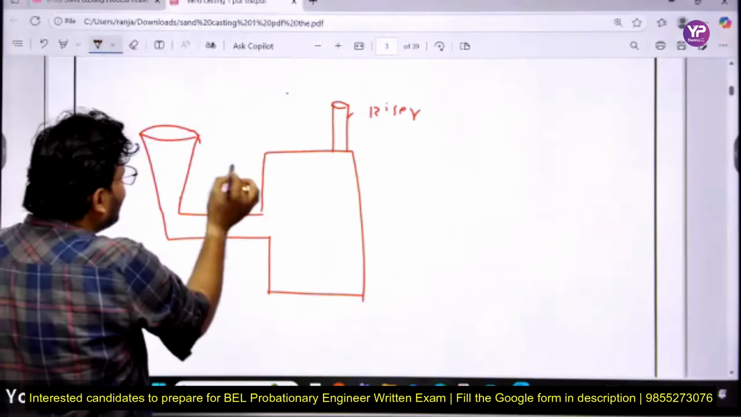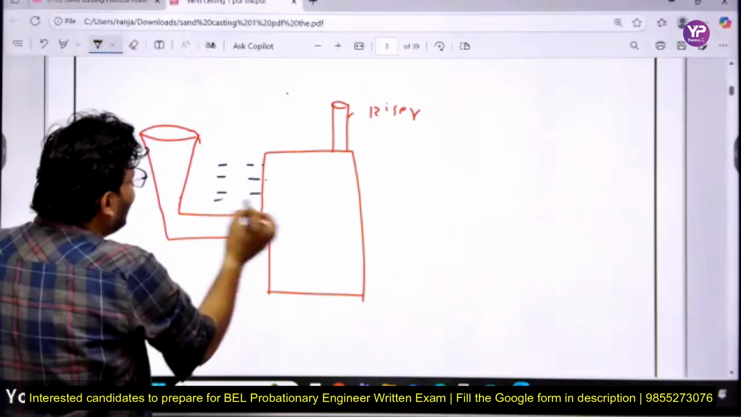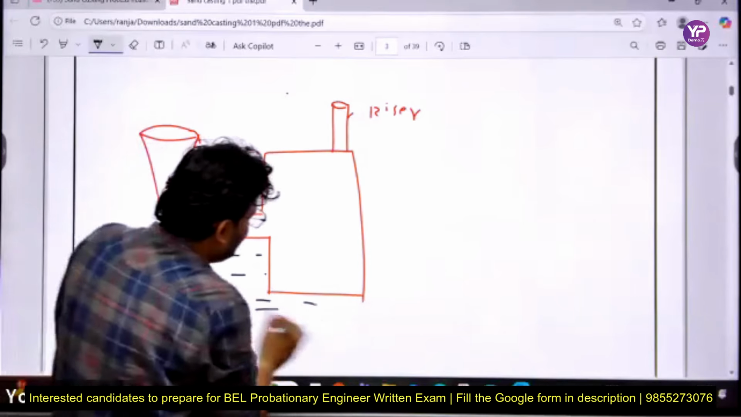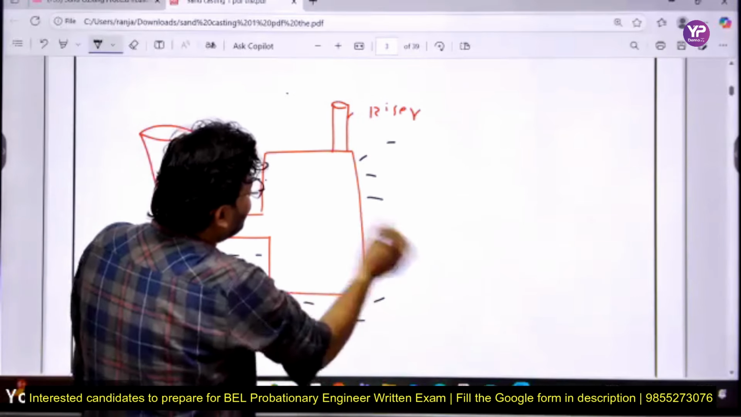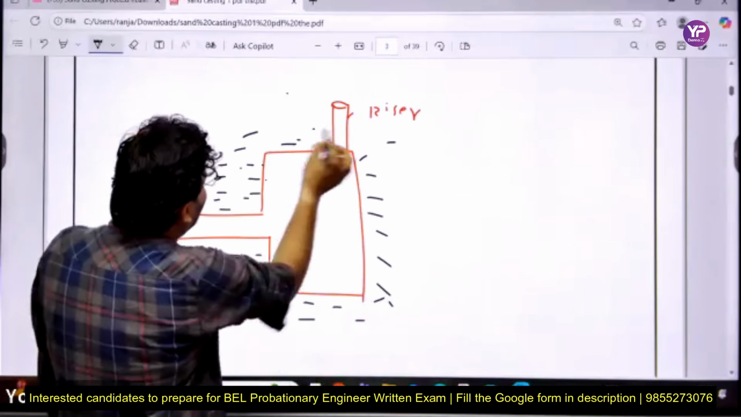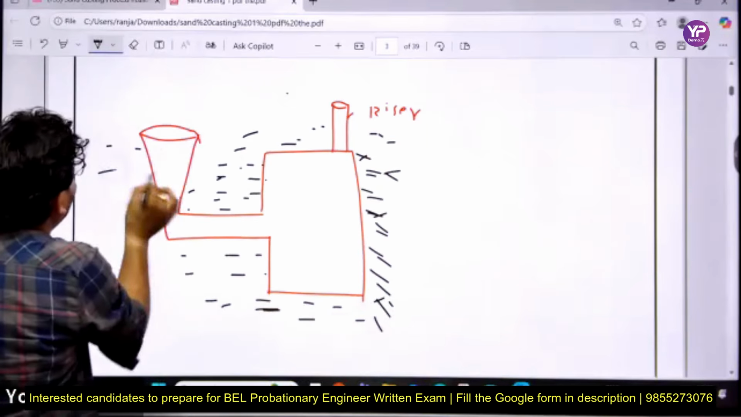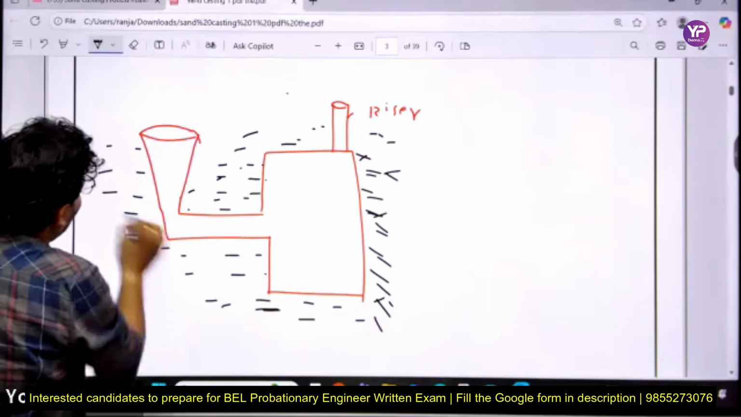And obviously this whole story is inside the sand. Black sand, black soil it is. Okay, it could be any soil. Don't worry, this is just for fun I am telling.